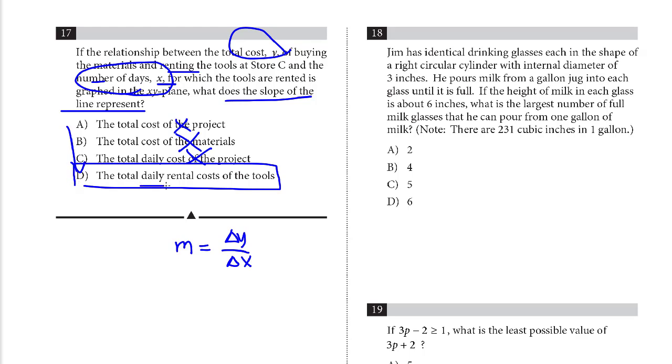It's per day, per unit change in x, and x gets multiplied by the rental cost for every extra day. So that is the correct answer. 17 is D.